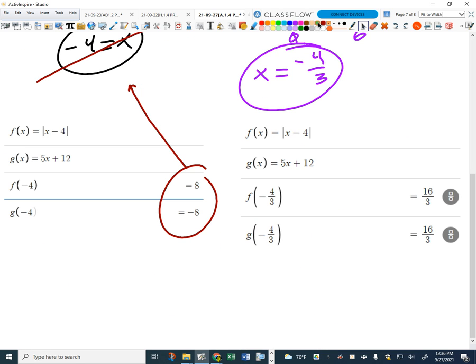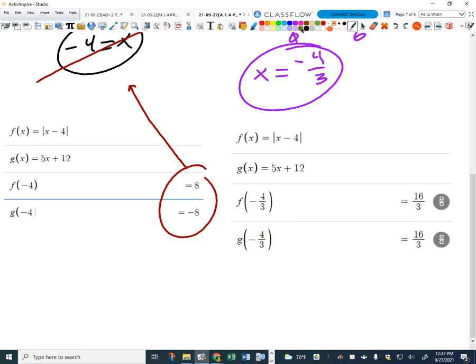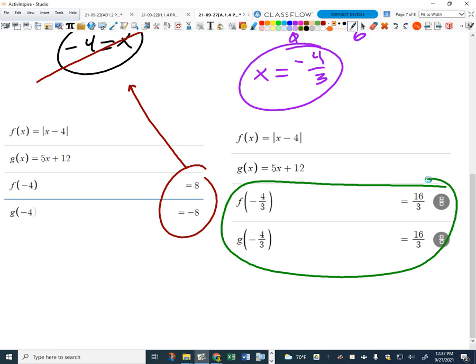Okay, so this time, because I get the same thing out, this part right here, that means that one does check out, it works. So we only get one solution. Okay, we good? Think so?